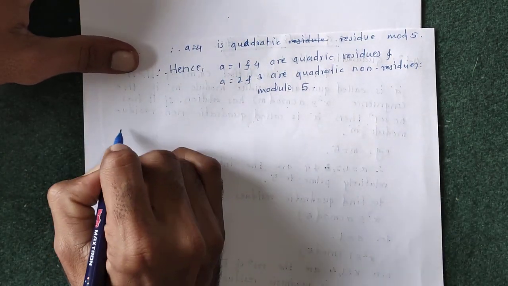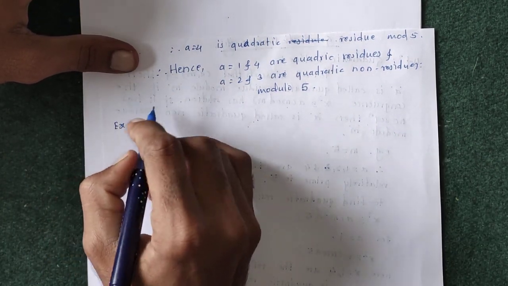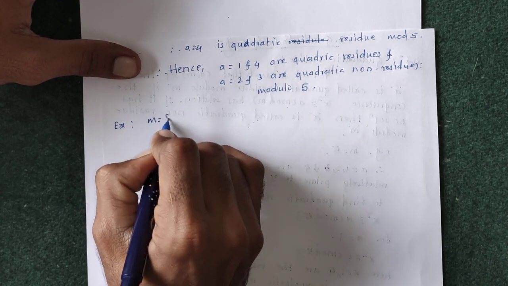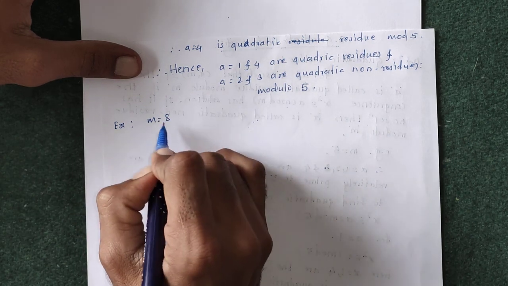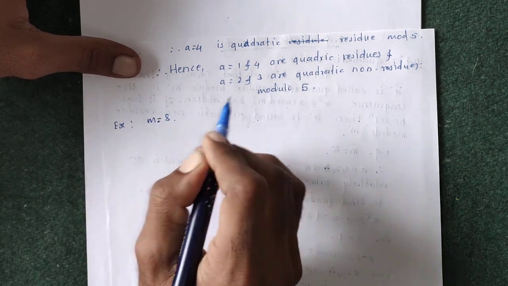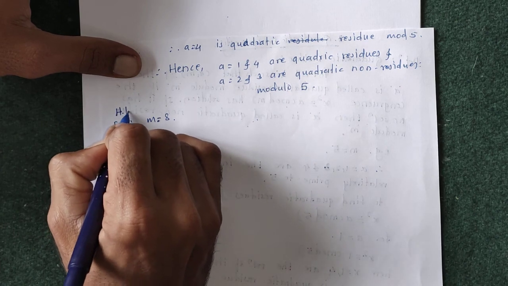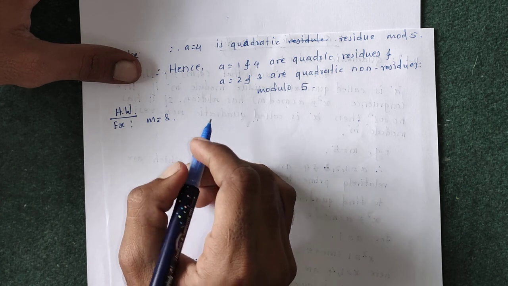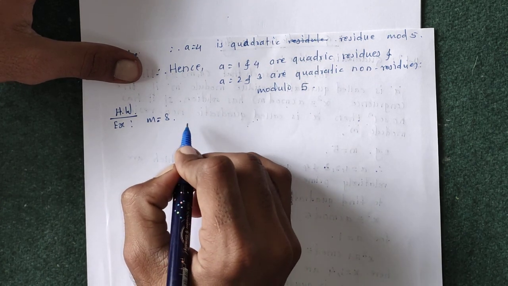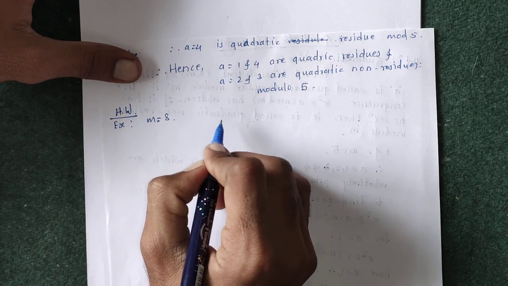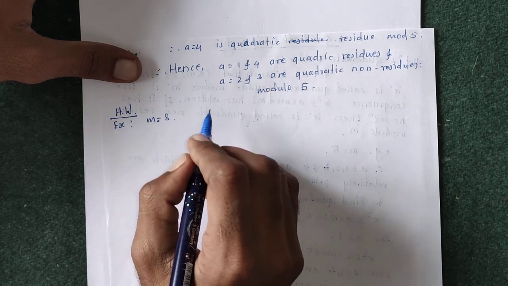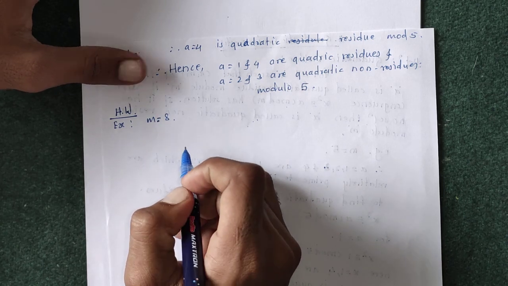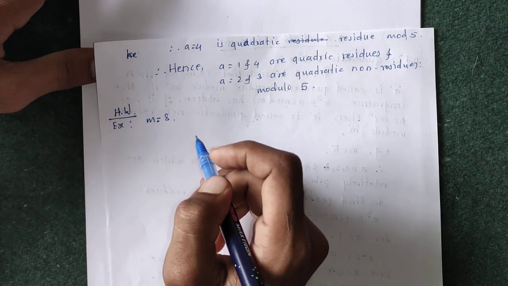Similarly, the next example is to find all the quadratic residues under modulo 8. This is for your homework. Just check the numbers which are relatively prime to 8. Here the numbers which are relatively prime to 8 are 1, 3, 5 and 7. So checking each number and finding the solutions, which form the CRS under modulo 8, you will get the quadratic residues and quadratic non-residues.